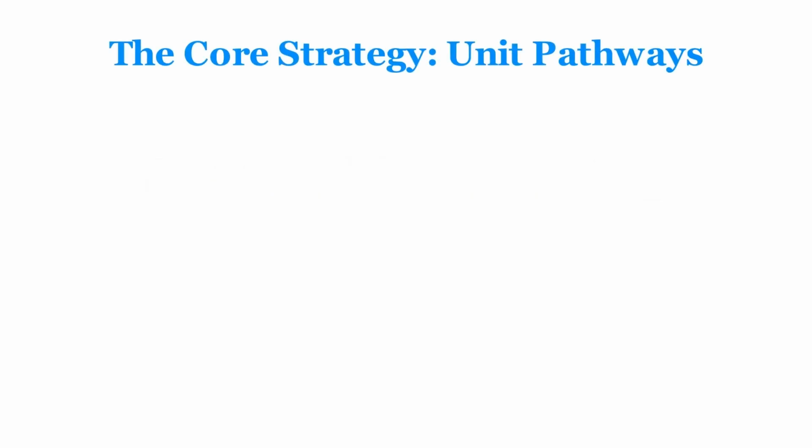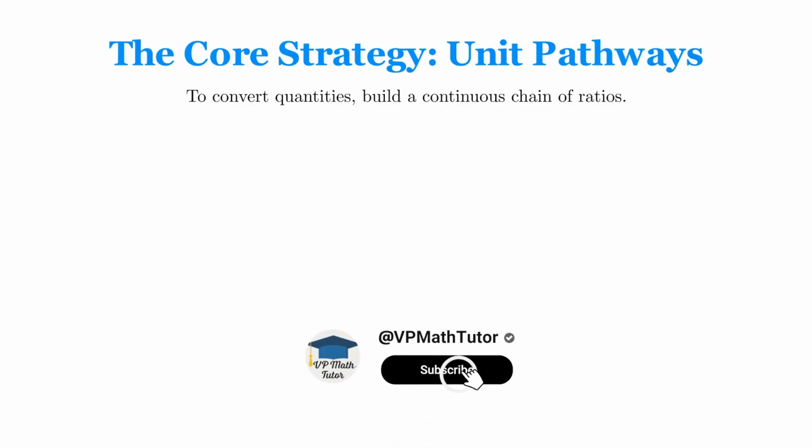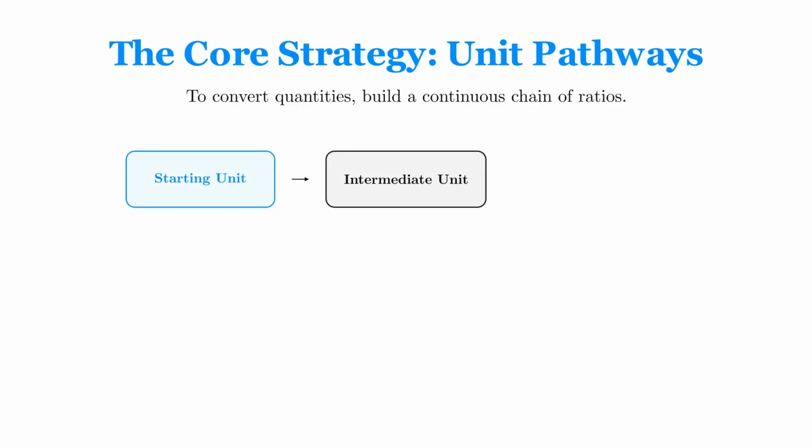The core strategy for handling unit conversion problems is to build unit pathways. To convert a quantity from one unit to another, we build a continuous chain of ratios. This pathway begins with our starting unit, progresses through any necessary intermediate units, and concludes at our target unit.